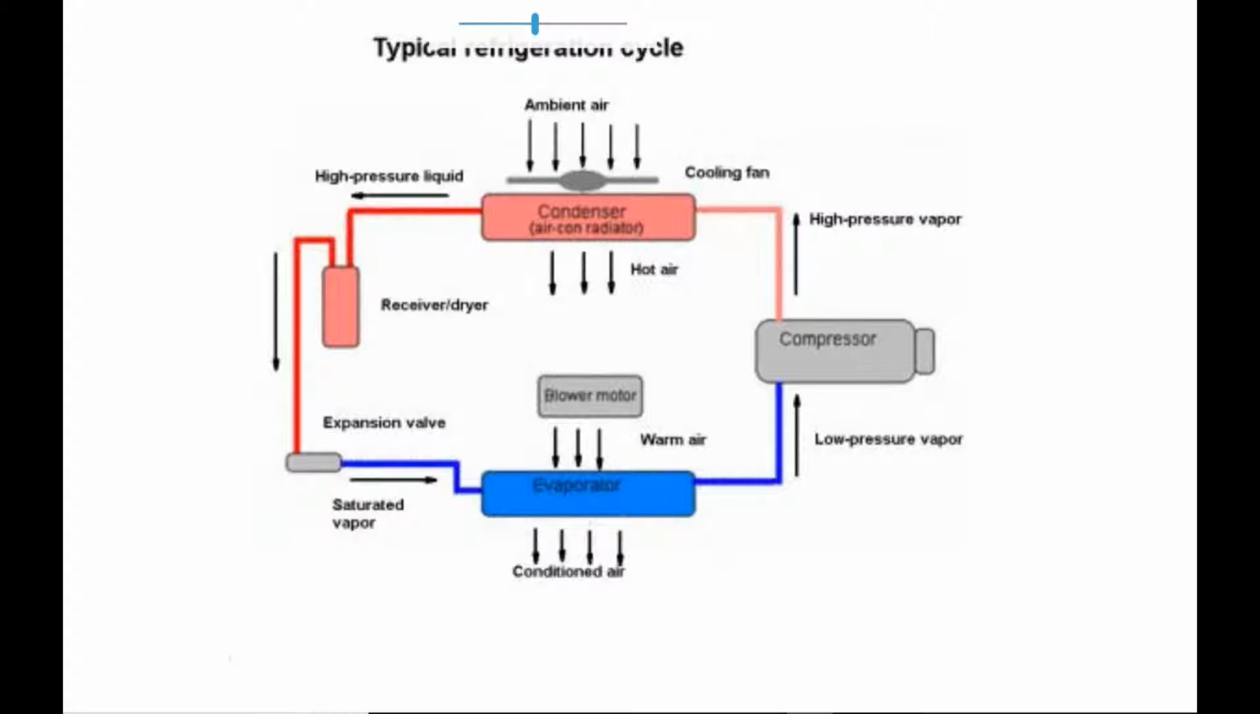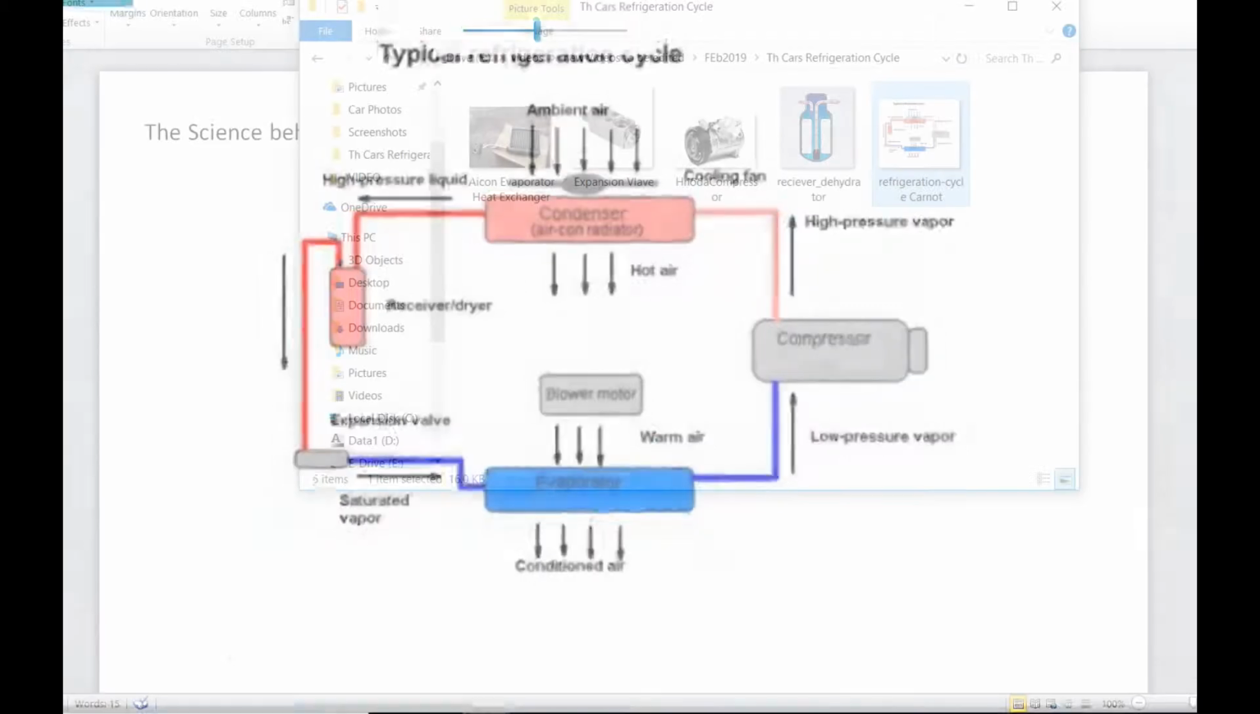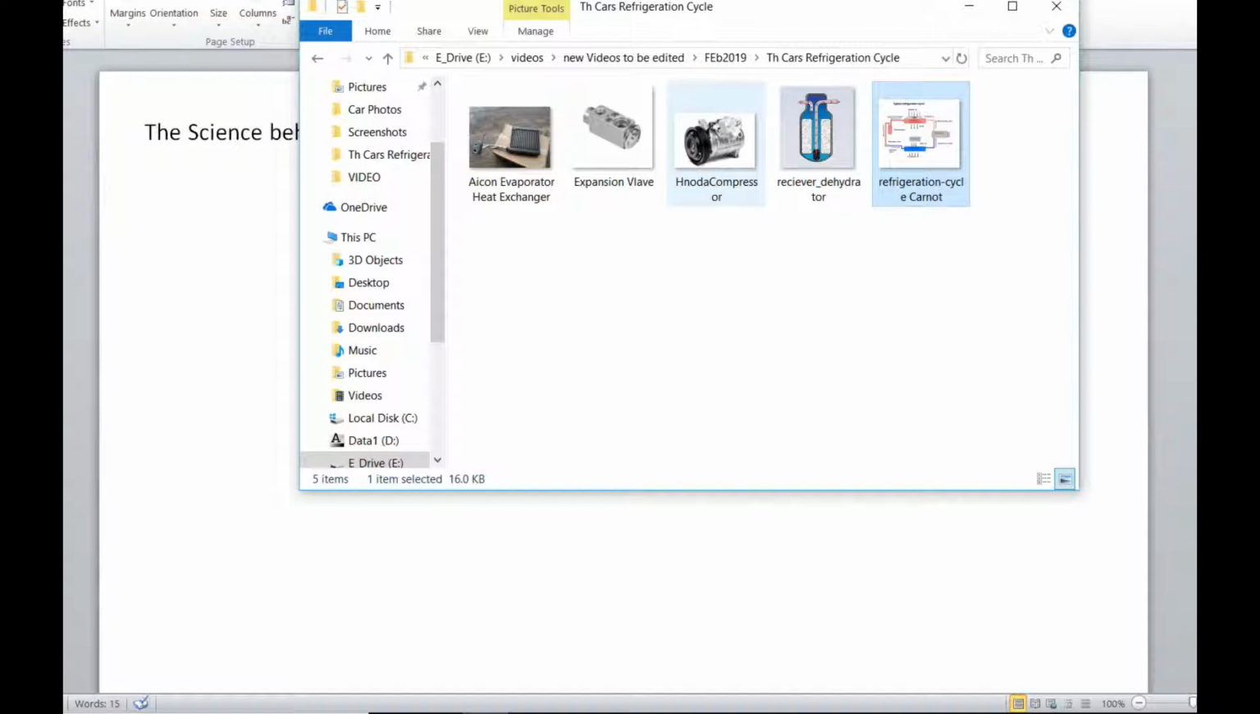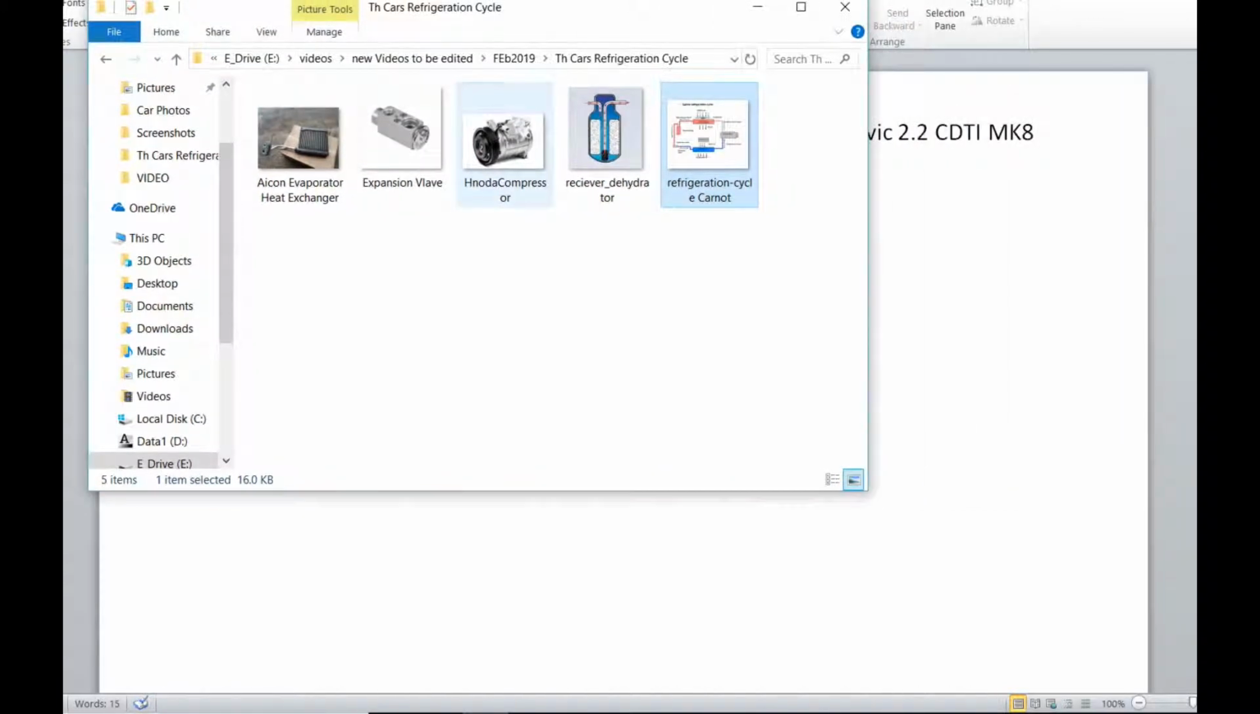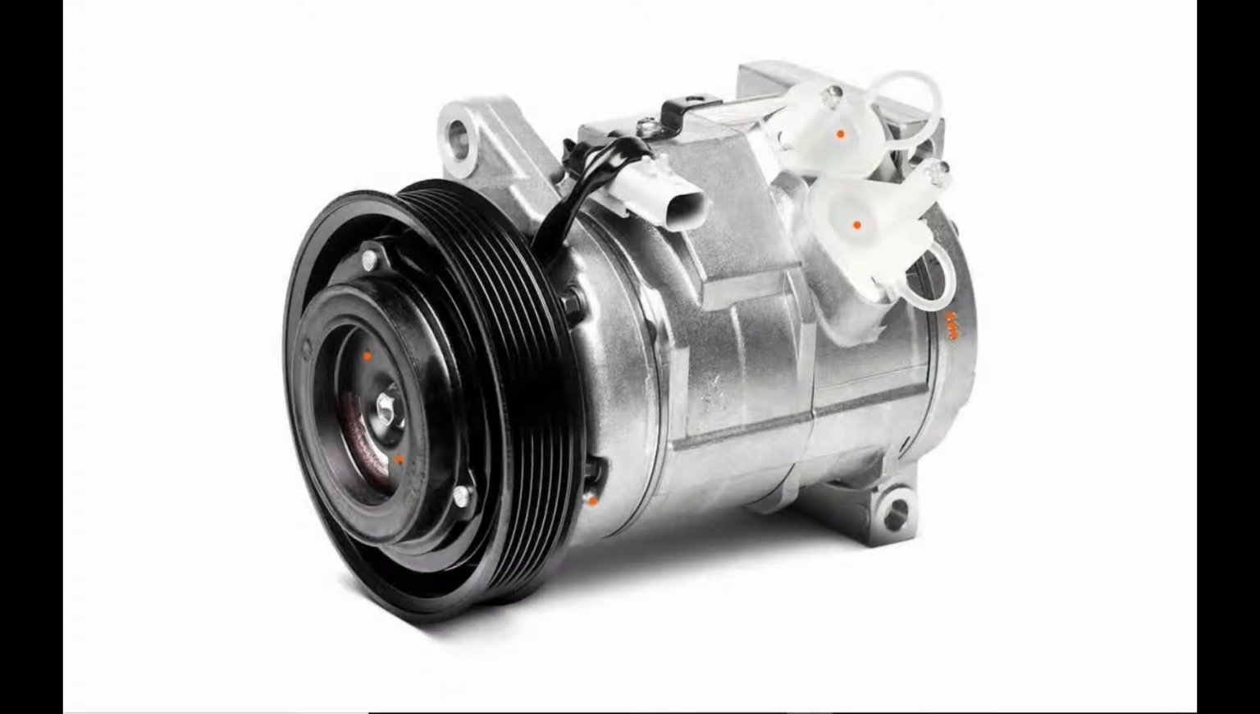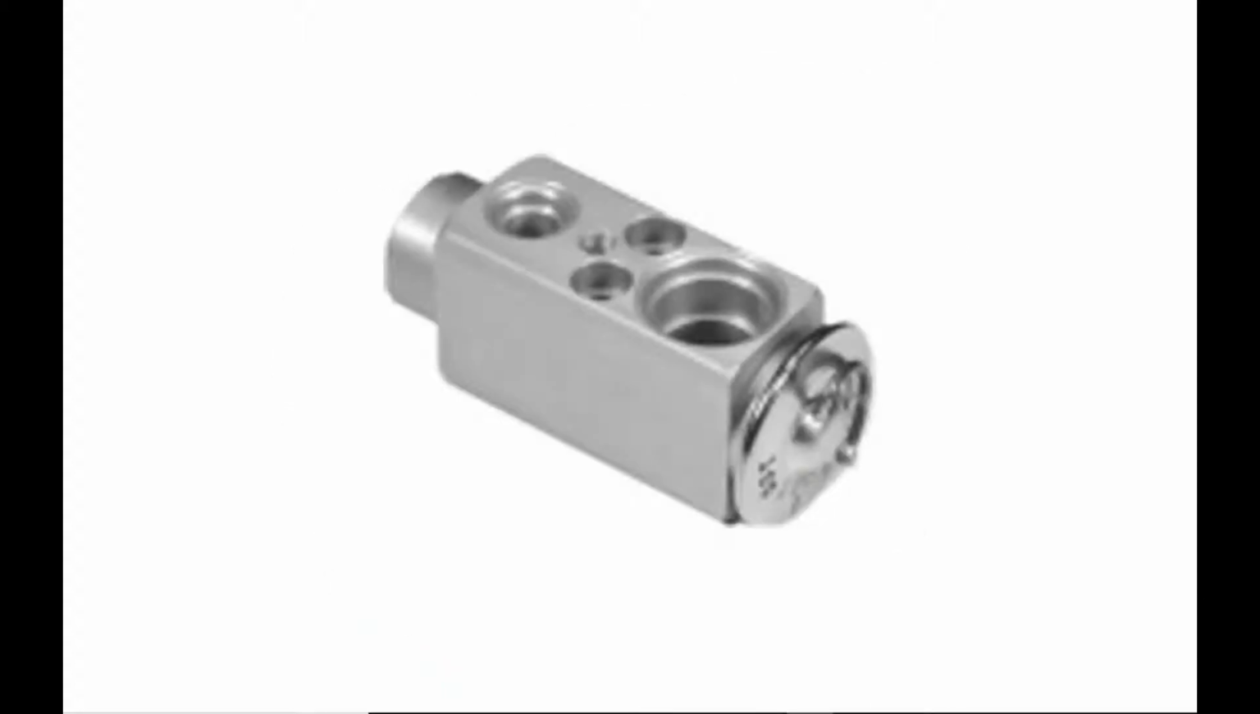Right, so the parts. The compressor for the Honda Civic looks like that. That runs off the serpentine belt. Here's my next one. There's the expansion valve, the throttle valve.